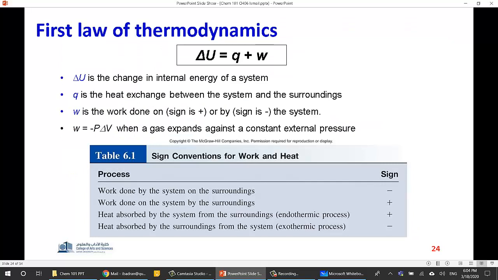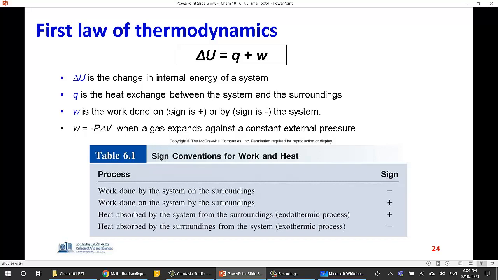Now, delta U is equal to Q plus W. Delta U is the change in internal energy of the system. Q is the heat exchange between the system and the surrounding. You can measure that. And work is the work done by or on the system. We're going to come up in the next slide to define the work.